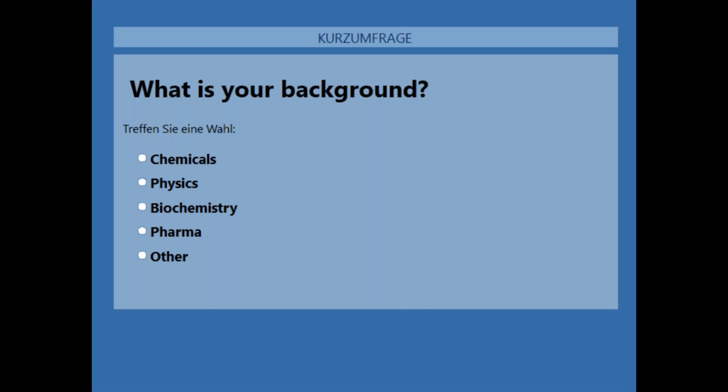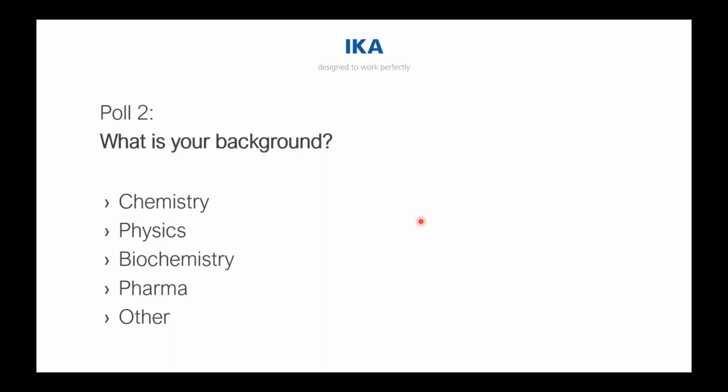Perfect. So let's see on what we go more specifically in. Okay, that's roughly 60% chemists and 15% coming from the biochemistry sector and 24% others. So I will close the poll now. So chemistry and biochemistry. Okay. Thanks for voting again. Yeah, thank you very much for voting.